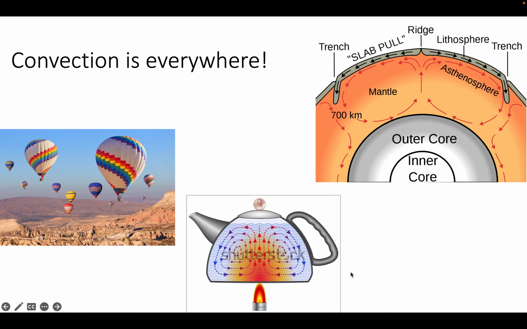We see convection in lots of things in nature and society. Hot air balloons use less dense air because it's hot to rise into the air. Your tea kettles and ovens will use convection to distribute heat amongst the cavity. And the mantle of the Earth's core, the magma that's in there, experiences convection, and that's what causes tectonic plates to move one way or another.